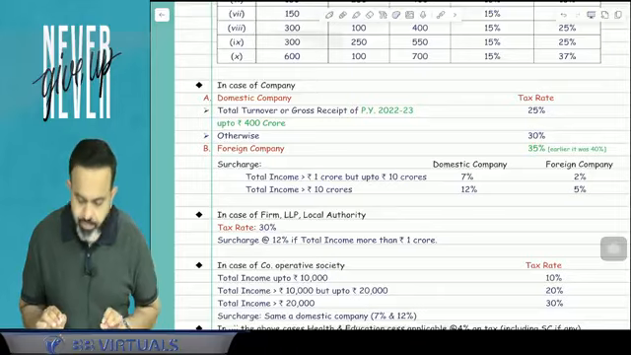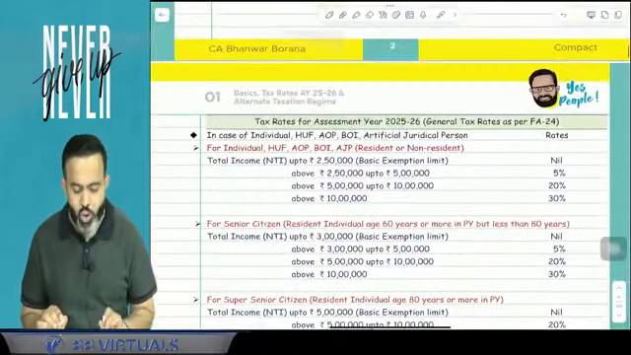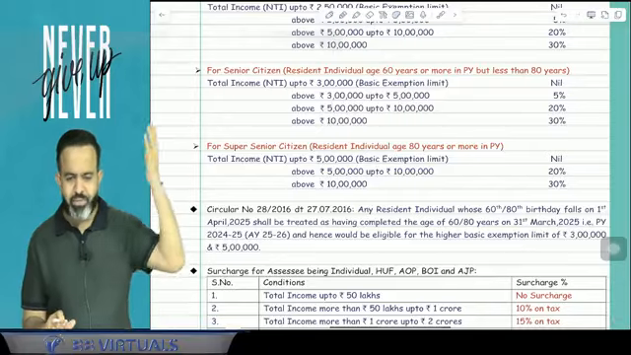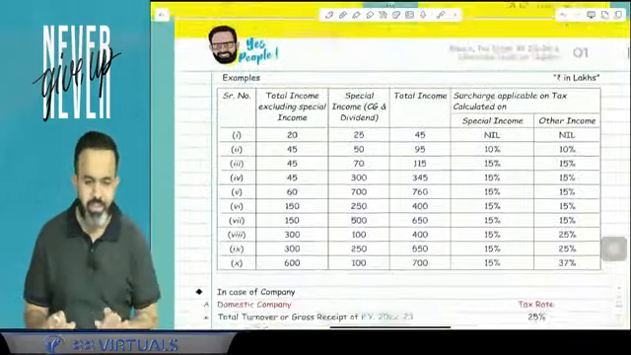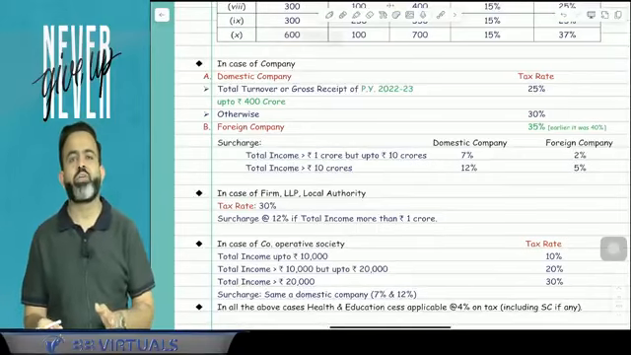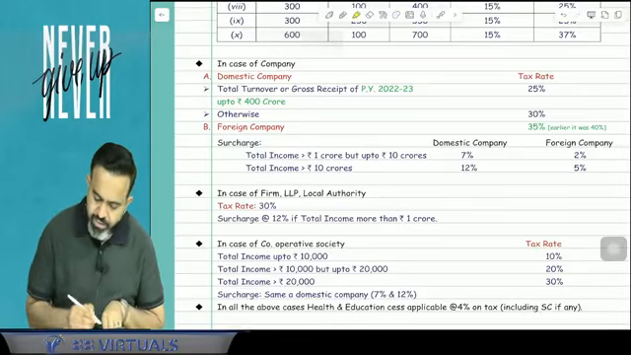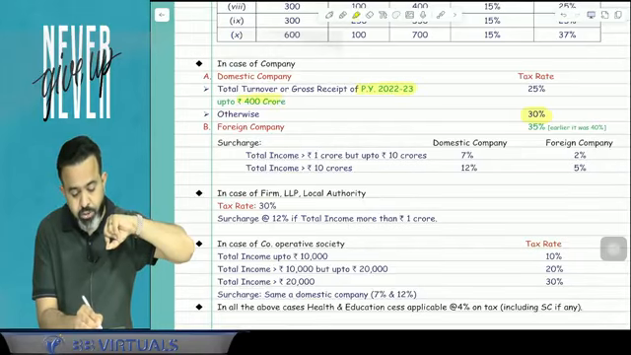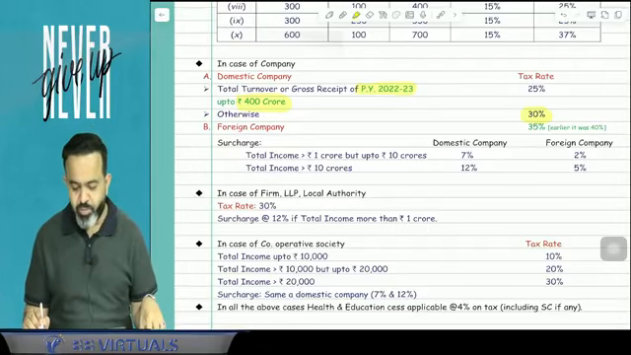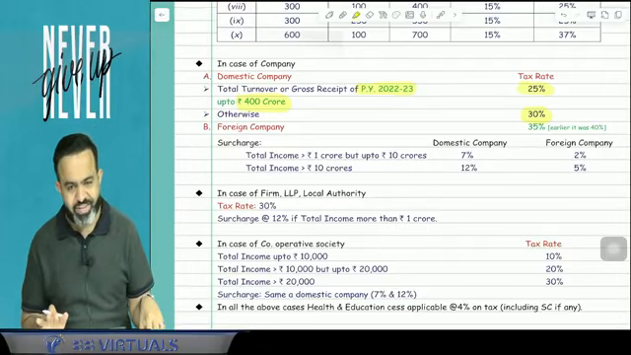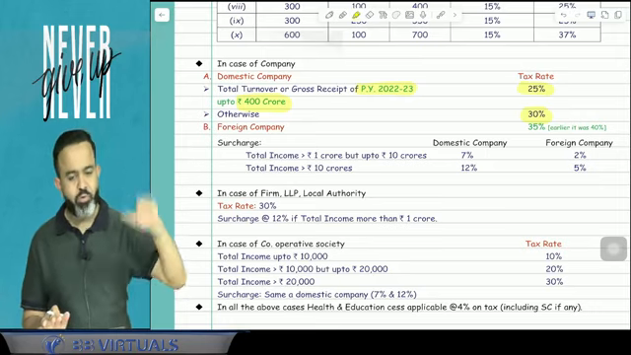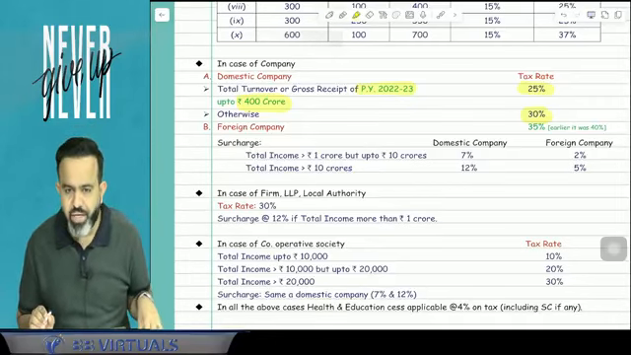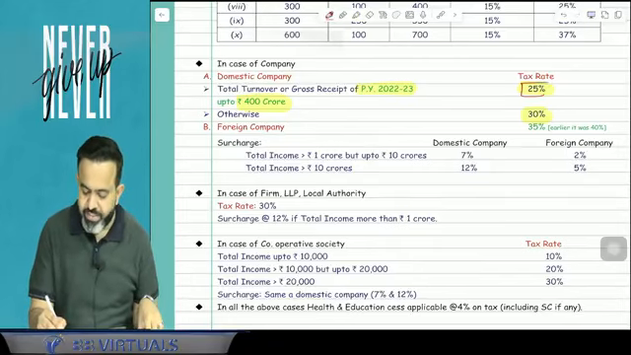Now guys, what are the amendments that are applicable for your examination? Your first topic is general tax rate. In case of general tax rate, there is no amendment as such; whatever tax rate was applicable last year, that same tax rate is applicable here. But there is a change in the tax rate of the company. In case of a domestic company, the tax rate is 30%, but if the previous year 2022-23 turnover is within the limit of 400 crore, then the domestic company tax rate is 25%.